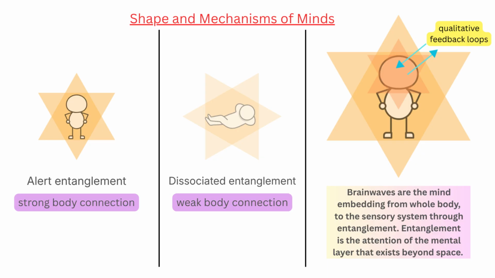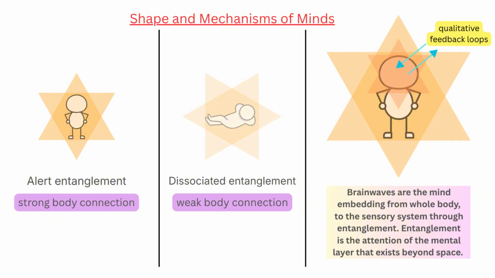And on the right here we can see that there is a nesting of the geometry of minds. The nesting is, as it shows, for qualitative feedback loops. This is informing each other from large to small scales. And this is beyond time. This is the mental layer. It doesn't pertain to time. So in real time, information being passed back and forth.